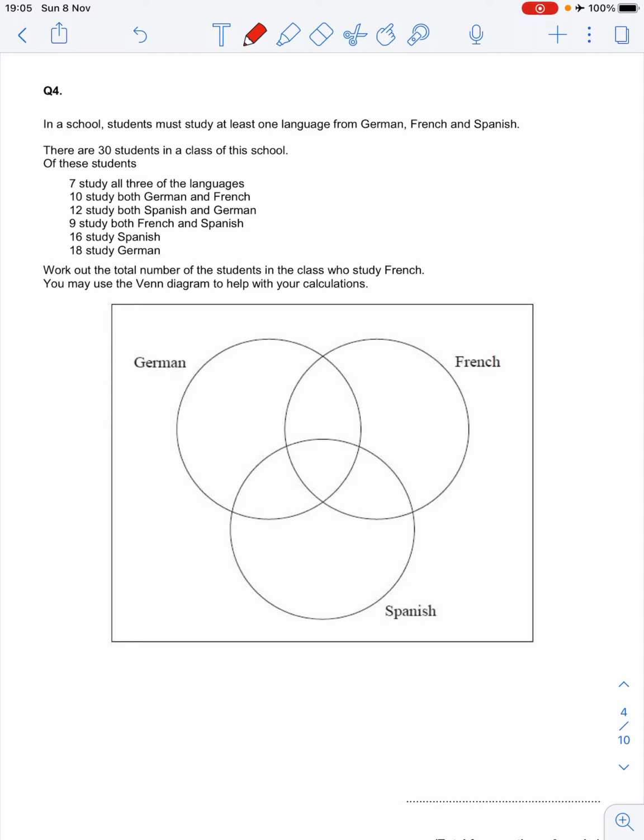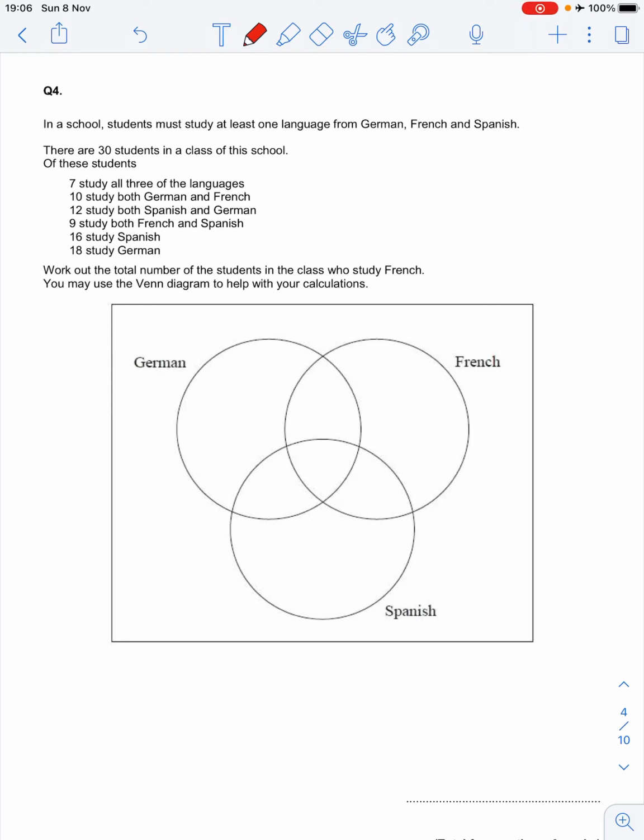Question 4. In a school, students must study at least one language from German, French, and Spanish. So this means all the numbers have to be in the circles because each student must study German, French, or Spanish. There are 30 students in a class of the school. So inside the box, the total is 30.